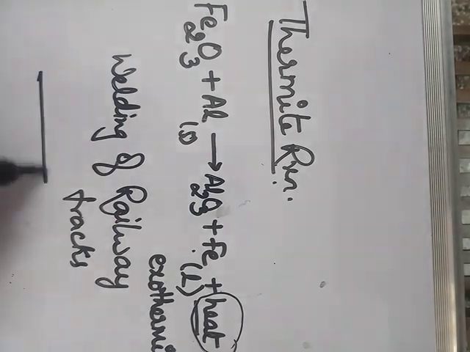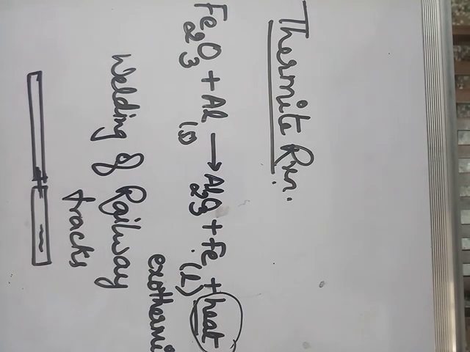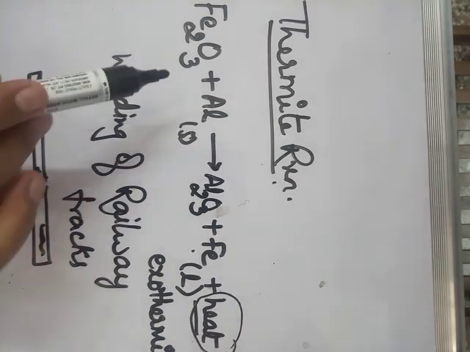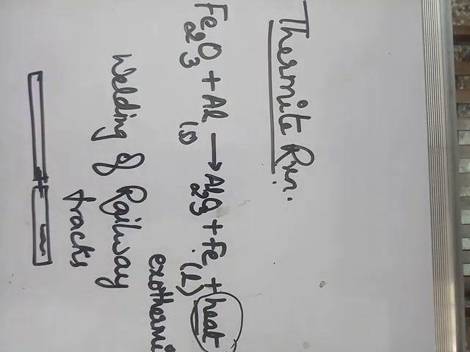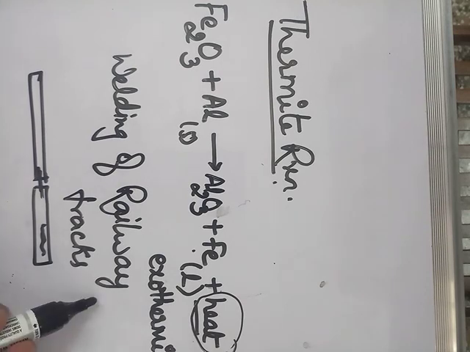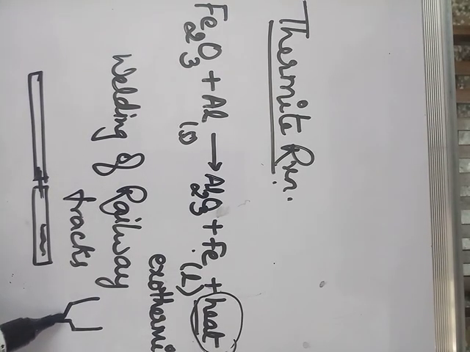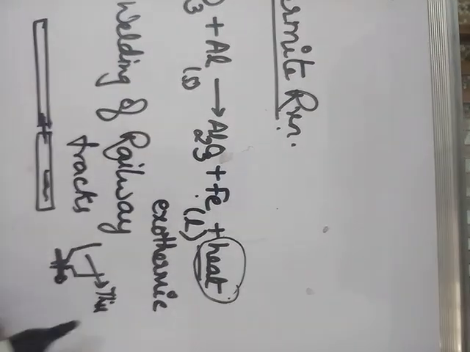As you know, in railway tracks, the tracks are placed and there is a certain gap, or sometimes you can get cracks in the tracks also. To weld them up, this reaction is done in a container, and there is a tap at the bottom. It's somewhat like this. This is the shape of the container, and there is a tap here. Here the thermite reaction is being done.